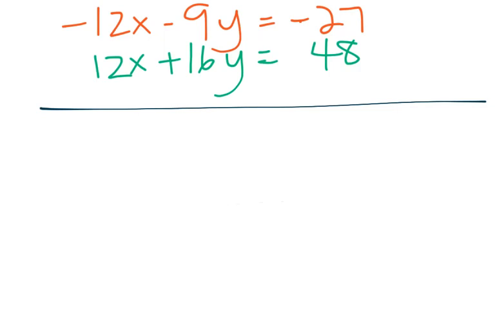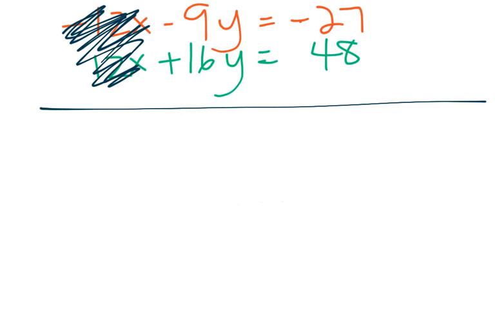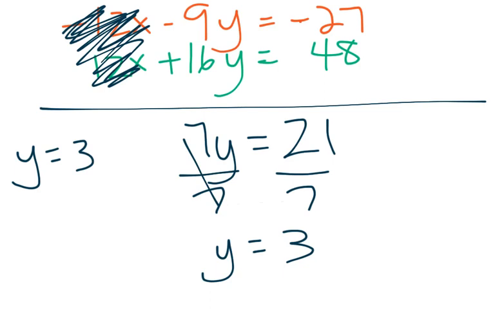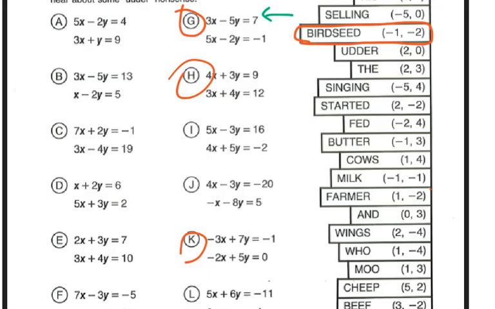Alright, so obviously we set the 12s up to cancel, so the x's will go away. And then now we have 16 minus 9, which is 7y. And that equals 21. Notice that both of them are positive because there were more positives than negatives. And then I divide by 7, and I get that y equals 3. So I do have one of the variables solved for now. Y equals 3.